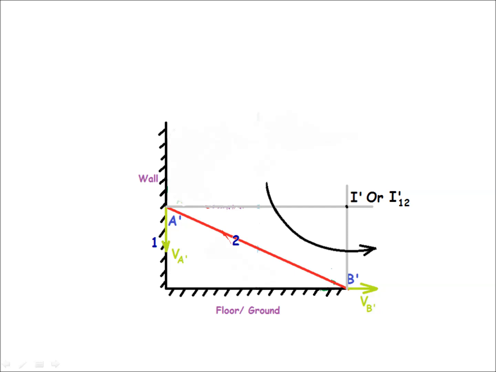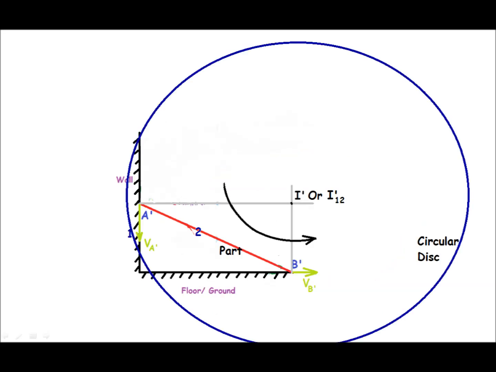If it is difficult to imagine, then we can assume any shape for body 2 and still it will rotate about ICR I-12 or I dash. Because links can have shape in any manner, or we can assume body 2 as a part of circular disc which is rotating about ICR I-12 or I dash. Or we can assume body 2 as a sticker which is pasted on circular disc, and that disc is rotating about ICR I-12 or I dash.